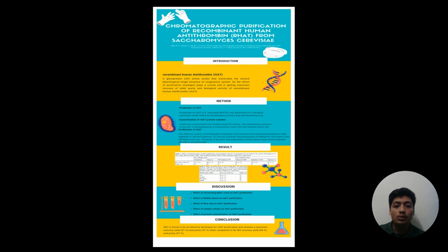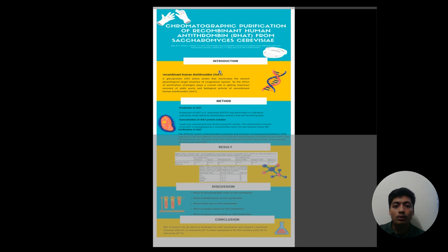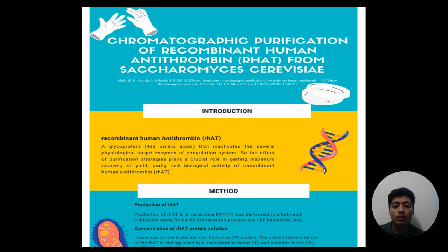So as we can see, this is what my infographic looks like. Now we go to the introduction. For the introduction part, firstly, I would like to explain about the recombinant human antithrombin (rhAT) itself. Antithrombin (AT) is a plasma glycoprotein with 432 amino acids and a member of the serine protease inhibitor (serpin) family, which is an important physiological controller of various clotting proteases, including thrombin.